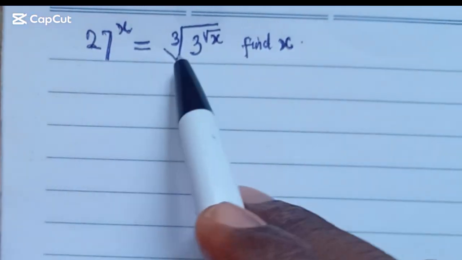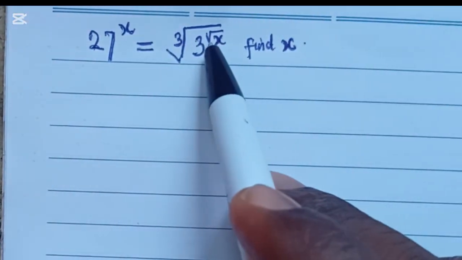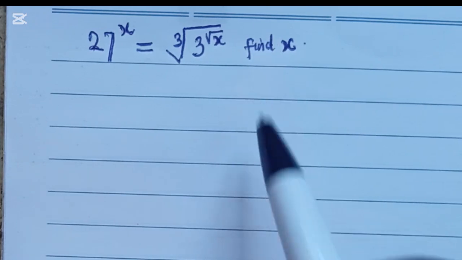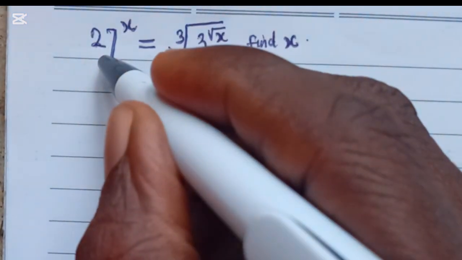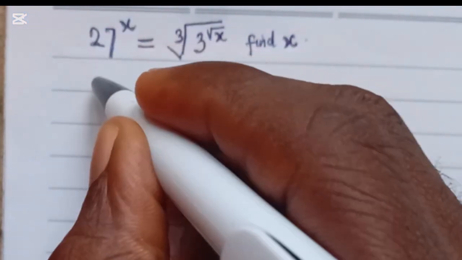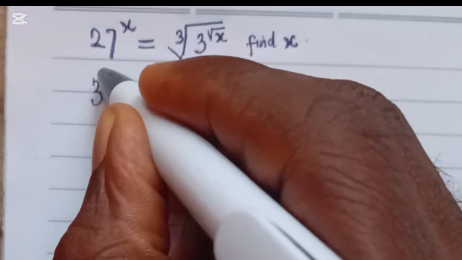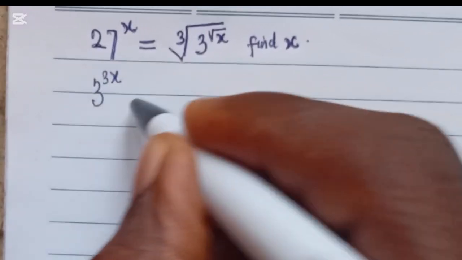27 to the power of x is equal to the cube root of 3 to the power of the square root of x. Find x. All right. So what you simply do, the first part of this equation, you're going to express 27 as 3 to the power of 3 and then x.